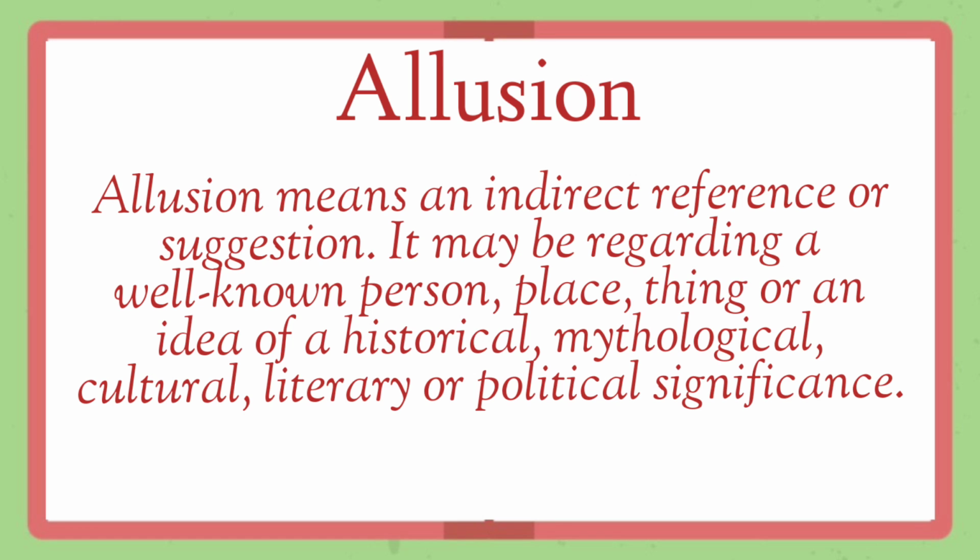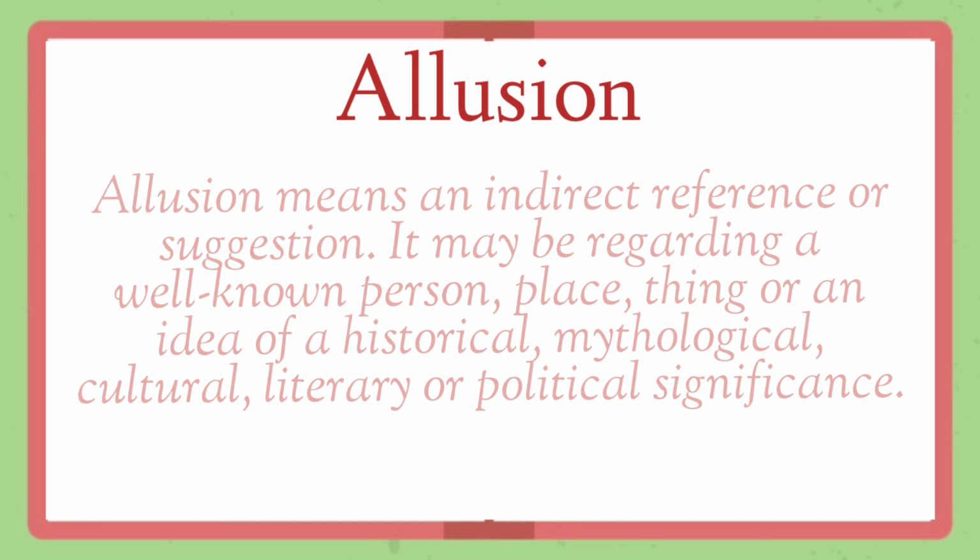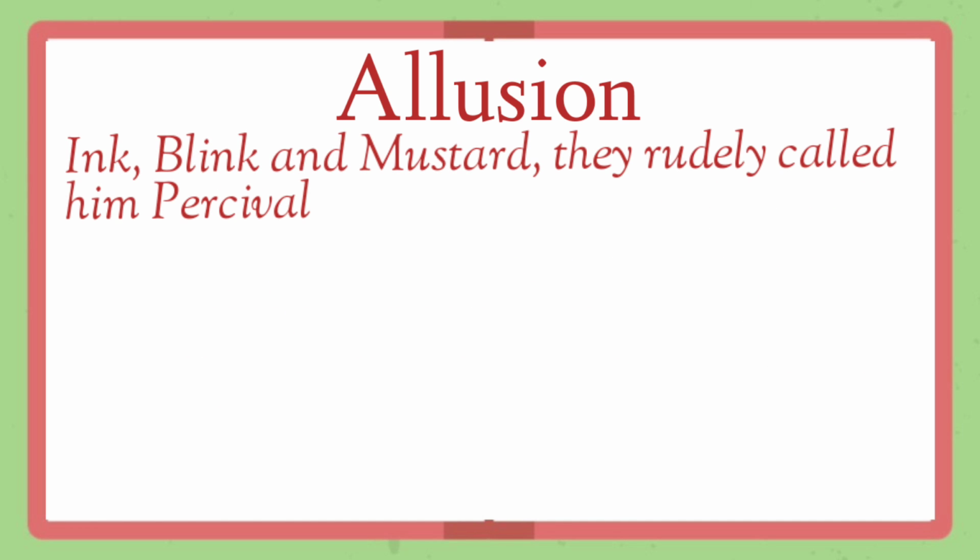Then we also have allusion in the poem. Allusion means an indirect reference or suggestion. So it may be regarding a person, place, thing or idea of historical, mythological significance. So we see the line that says, "Ink, Blink and Mustard, they rudely called him Percival."